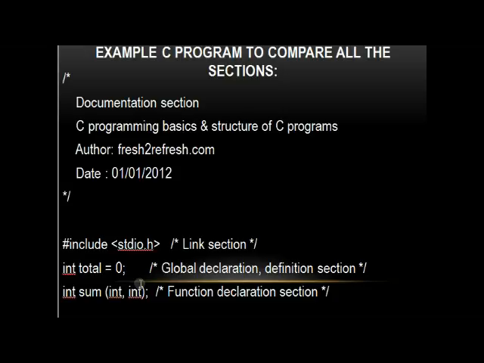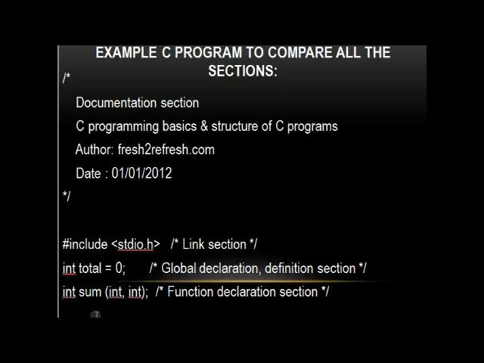Next comes the global declaration section. Global declaration is also defined in this section. Global declaration is global variables. Global variables are defined in this section. When a variable is used throughout the program, it is said to be global. Global, as the word says, when it is used throughout the program, it is called a global declaration.